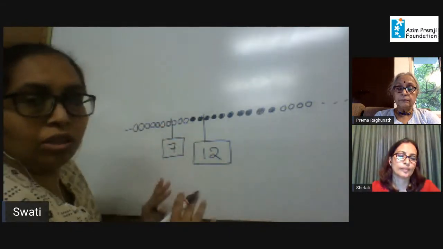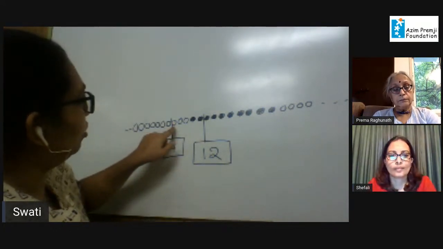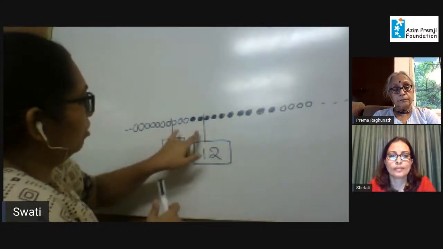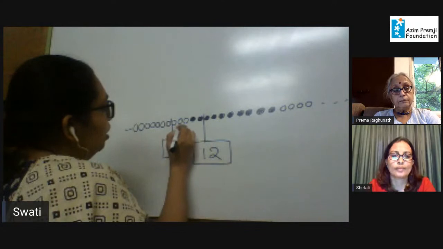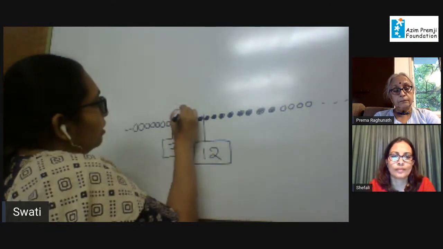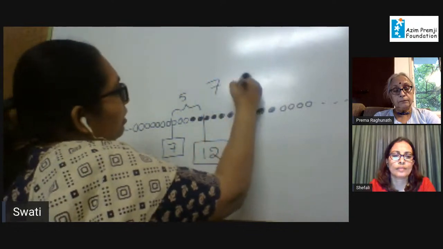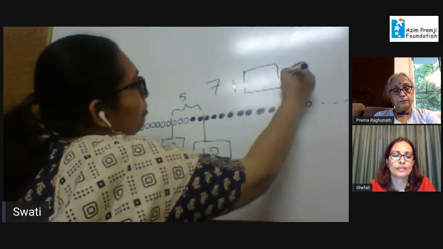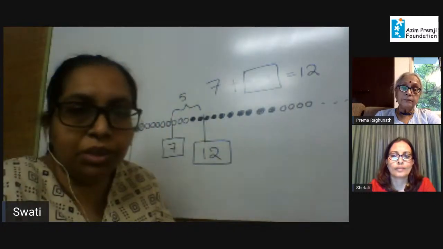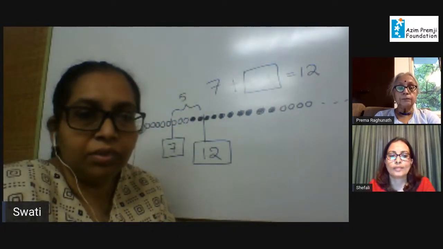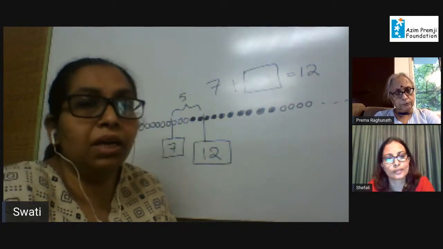Now if you do this, then you know how much do you need to go from 7 to 12. So how much is the gap here? And you can see there is 1, 2, 3, 4, 5. So when you have this problem, 7 plus what equals 12, it comes out very clearly from here. And later on, you can abstract it out on a number line.